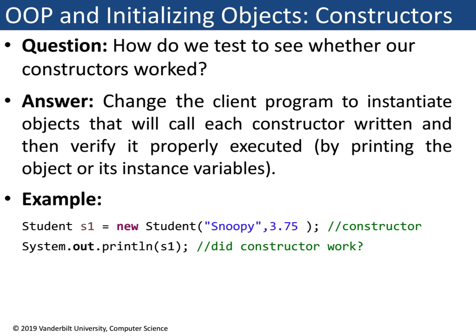So this should populate name and GPA, but then the age should take on some default value. And then we would print out this student S1. And remember, we're now allowed to do System.out.println and pass the reference variable directly to the println statement if we have overridden the toString method. Otherwise, this would just print out the address. But in this way, we have used our constructor, and then we printed out the results of constructing this object. And we can check to see if it worked as we intended.